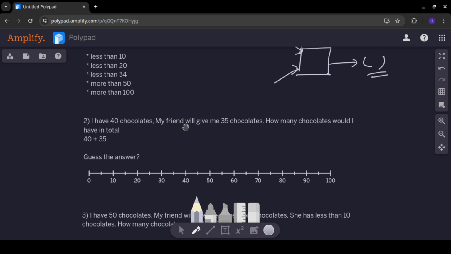So I have 40 chocolates and my friend is giving me 35. It's not a different context, but rather a different way for them to guess. So here I've drawn a number line. Now they have to guess on the number line. So they mark a point and then they can solve it and come back to it and see whether they've gotten the right answer or close to the answer or not. Here we don't have to ever stress on getting the right answer, but rather how close you are. And it is okay if you are off also. The idea is over time we get closer and closer.